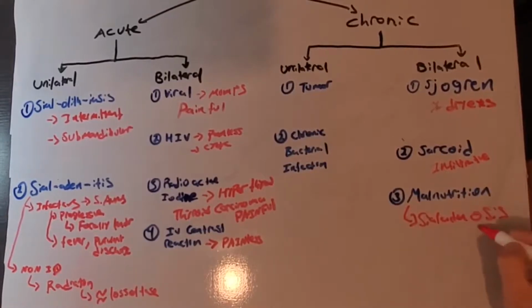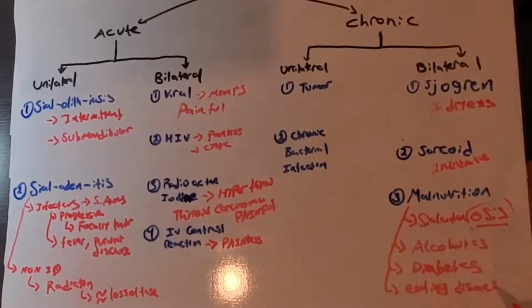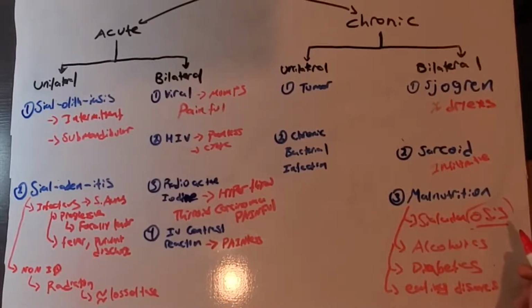sialadenosis. And osis means formation of, typically of the parenchyma. So it is thought that there is a neuropathy of the parasympathetic nerves that supply the glands, causing increase of parenchyma, subsequent fatty infiltration in the salivary gland. You could also think about it in alcoholics. A lot of times they have fatty infiltration in the liver.